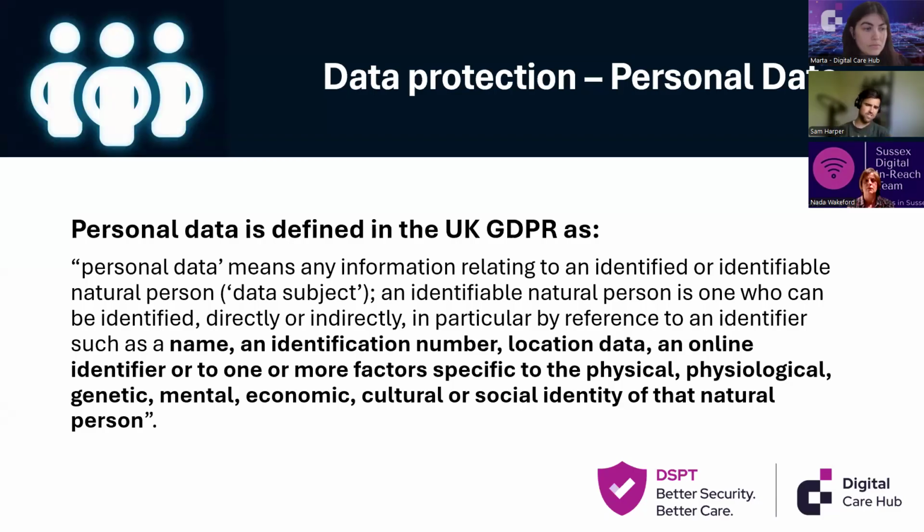Personal data, very quickly, is defined in the UK GDPR as any information relating to an identified or identifiable natural person. So any data that can be related to identifying somebody. There are a number of ways in which that can be done: name, identification numbers, location data, online identifiers, lots of different things, and they've listed some of these here.